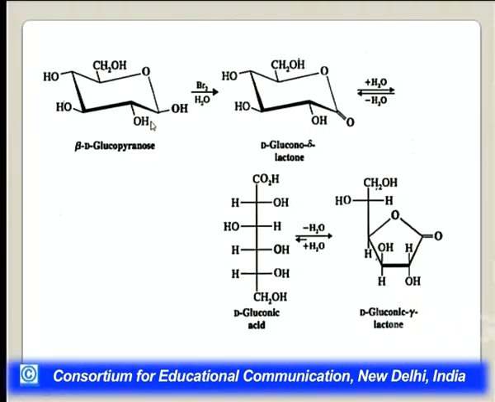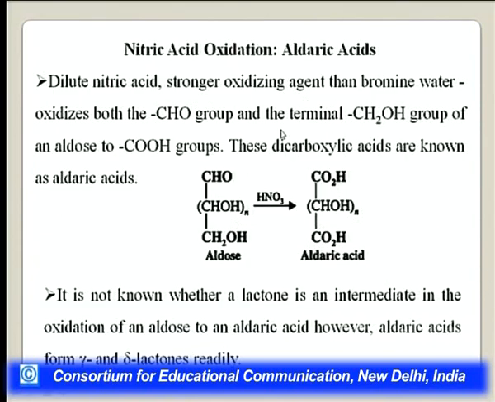This is beta D-glucopyranose. Because of this, the hydroxyl group is in equatorial position, and with bromine water oxidation takes place over here, and you will get this beta gluconolactone, and on hydrolysis you will get this beta D-gluconic acid. This is beta D-gluconic acid because the carboxylic group is there, and by removal of this water molecule, you will get beta D-gluconic gamma lactone, a cyclic ester. What is lactone? A cyclic ester.